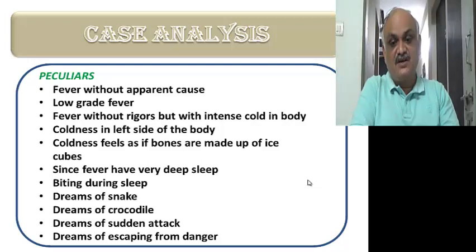Fever without rigors but with intense cold in body. Coldness in left side of the body. Coldness felt as if bones are made up of ice cubes. Since fever, very deep sleep. Biting during sleep. Dreams of snake, dreams of crocodile, dreams of sudden attack, dreams of escaping from danger. So now, which are the peculiar things? Coldness, right? Especially on the left side, internal coldness, deep sleep and biting.